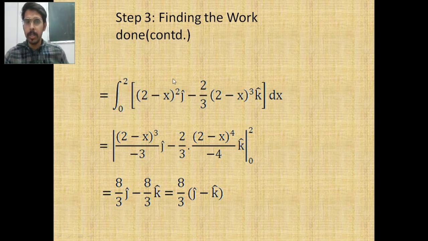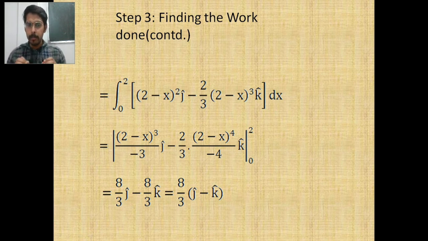Here as you can see, this is 2 minus x whole square, that will be cube by minus 3 since there is a negative sign. So this is minus 3, again 2 minus x whole cube, so it will be 4 and minus 4, and this minus and minus will be plus. Like this, if you put the values 2 and 0, you will end up getting this particular result. So this is how we are performing the volume integral.